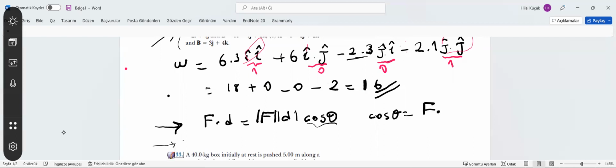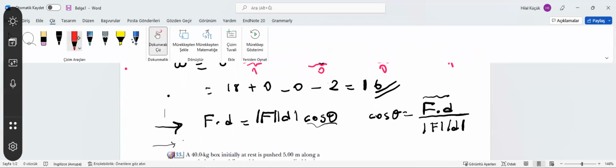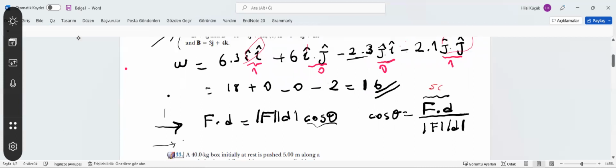F·D. Be careful for this one. Some of you may suppose they are the same and take only one. No, they are not the same. This is the scalar product. Don't forget this one. It's quite important. This is the scalar product.